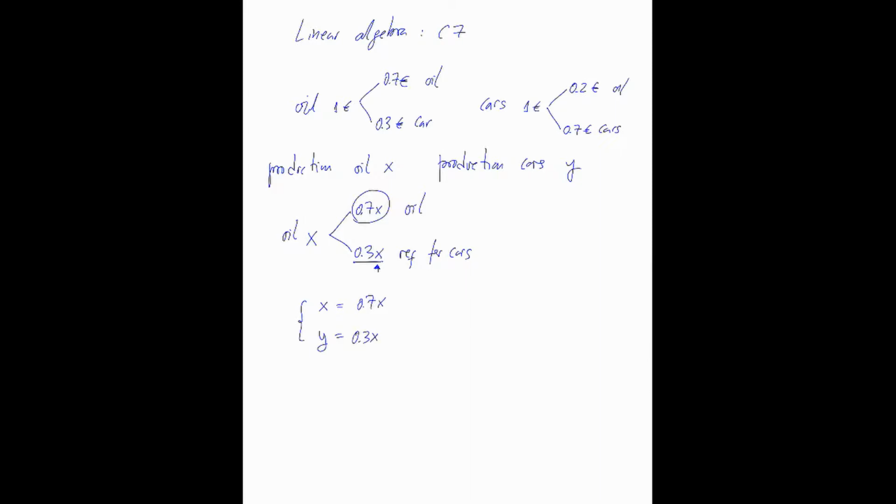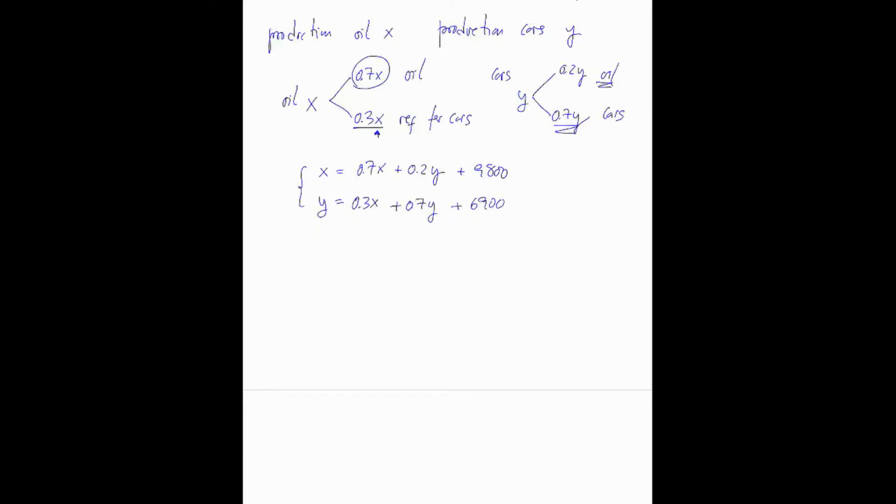When you have that clear, the rest is easy, because this is the cars, 0.2Y and 0.7Y, oil and cars. This is oil, again goes into the oil, so plus 0.2Y. And here will come 0.7Y, plus the external demand, which is 9800 and 6900 respectively. Set the system, we write it as a matrix, so (X, Y) equals (0.7, 0.3; 0.2, 0.7) times (X, Y). These here are the coefficients of this part.